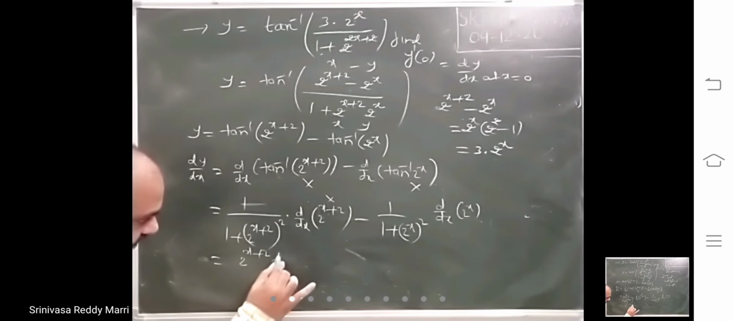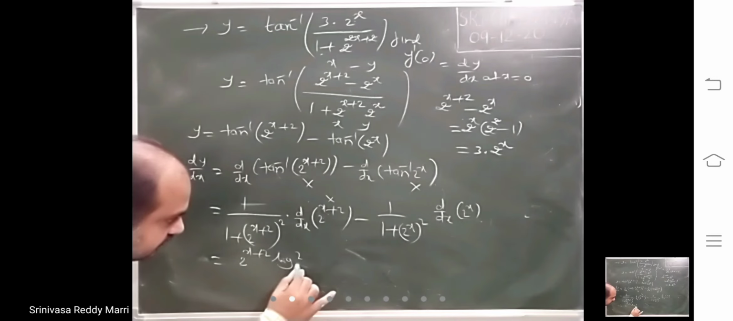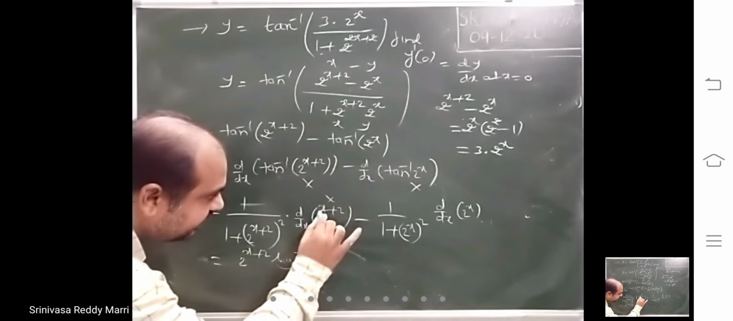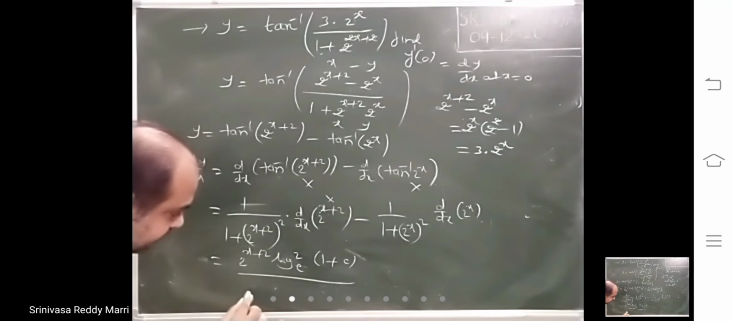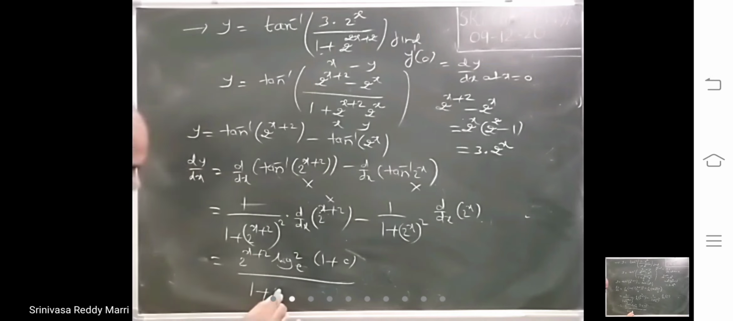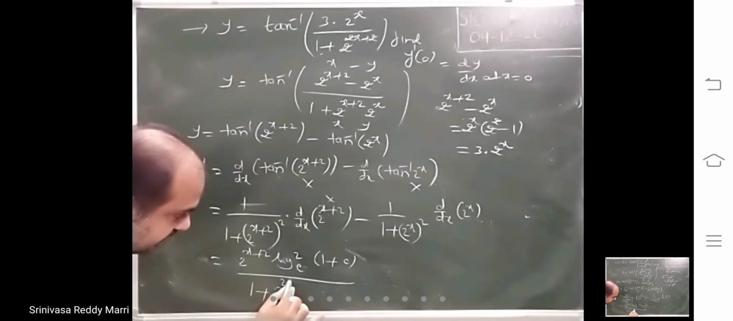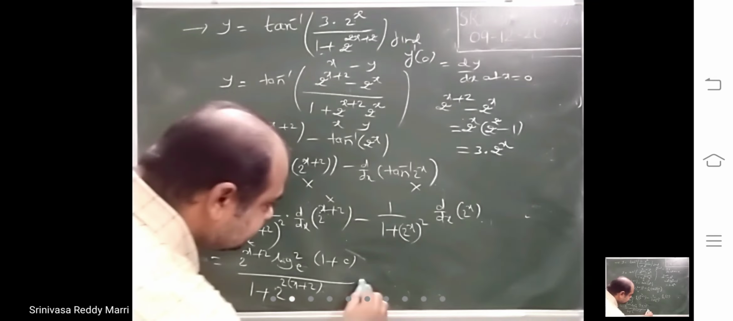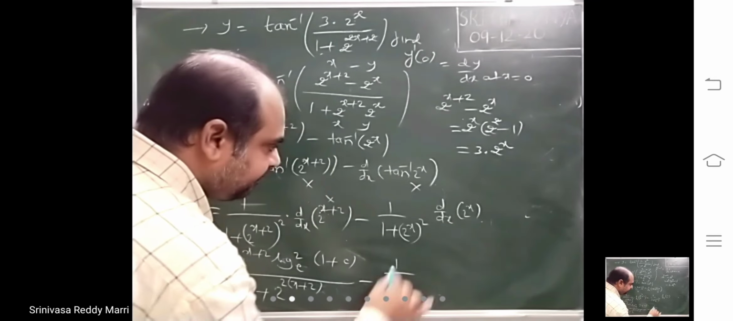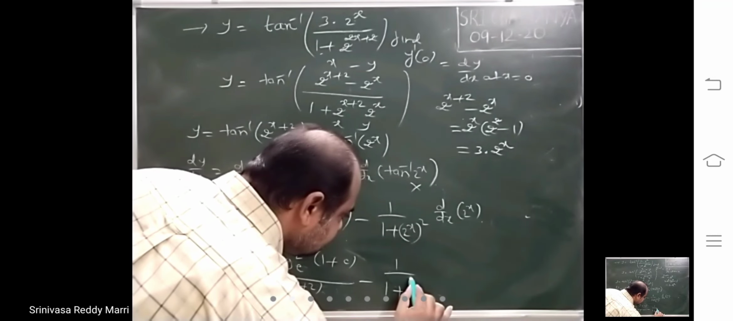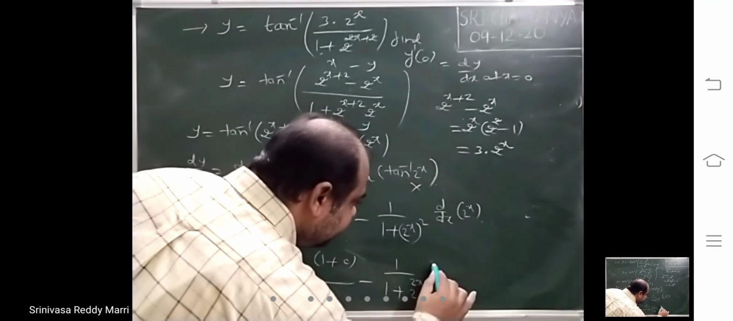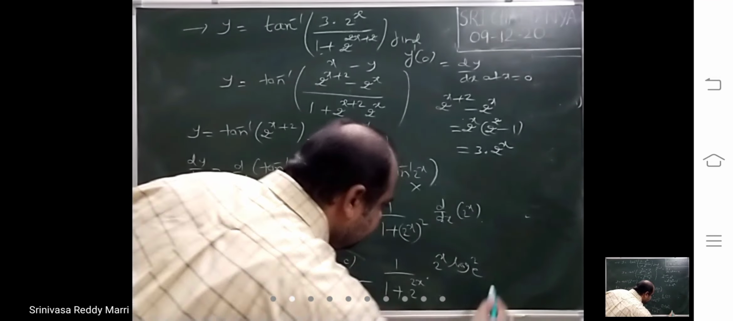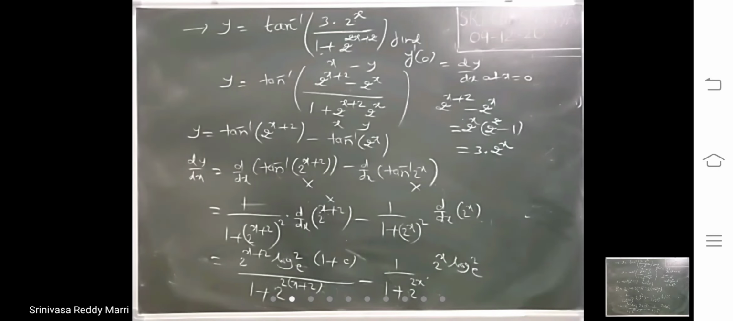The derivative of 2 power x plus 2 is 2 power x plus 2 log 2 to the base e into derivative of x, which is 1. Divided by 1 plus 2 power 2 into x plus 2 whole square, minus 1 by 1 plus 2 power 2x into d by dx of 2 power x. Direct formula, standard rule. So this is the derivative now.